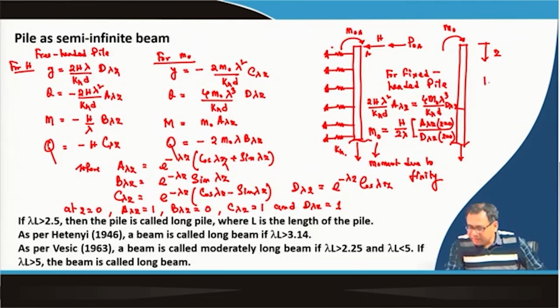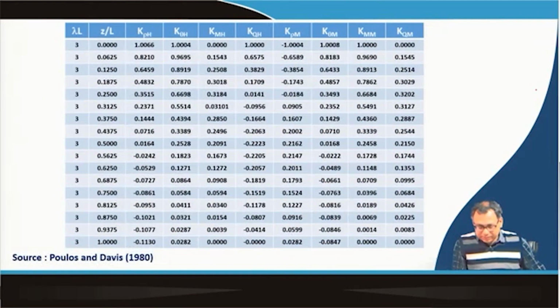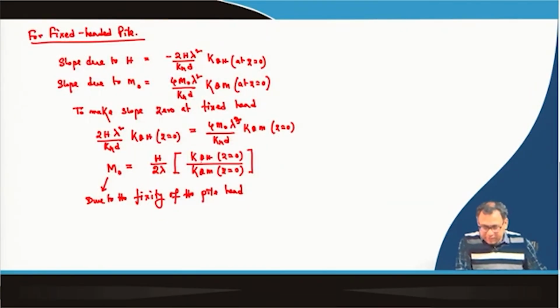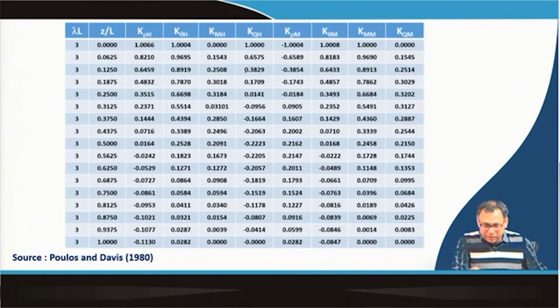So, finally, the moment due to fixity, M0, will be H divided by 2 lambda. Okay, so this is the equation which is similar to the equation for a finite beam. But here K theta H at z equal to 0, K theta M at z equal to 0, that is also close to theta H, which is not 0 actually. Theta H is not 0 at z equal to 0. That is why you have to calculate or put these values depending upon what your lambda L is.